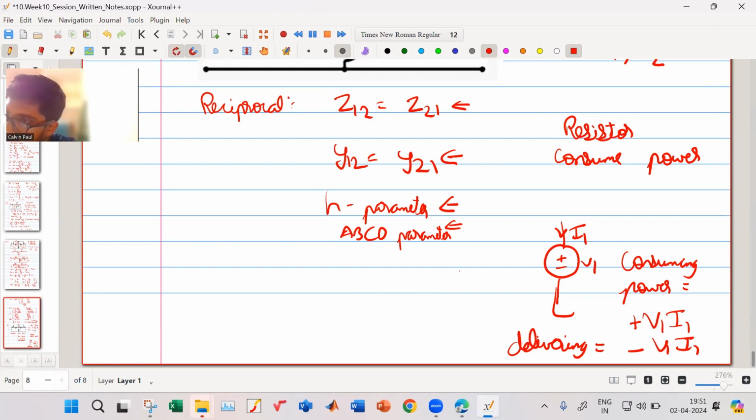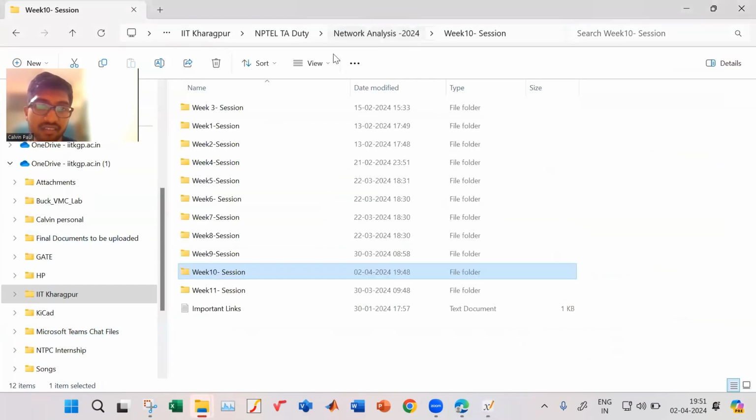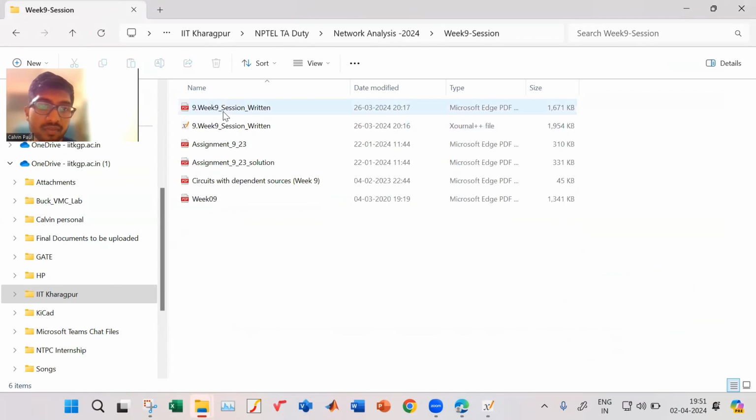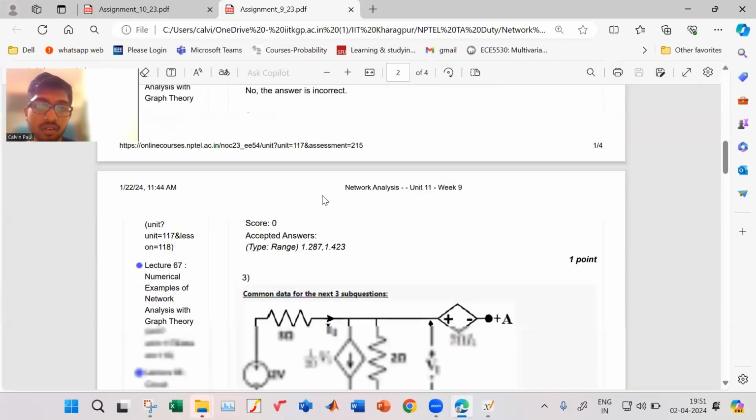They are talking about power supplied or generated by the independent source. There, the answer is 2362 positive, they are giving in the same question. So if this is the case, power supplied or generated, can we open that question? Okay, one second. So, week 9, yes, week 9.